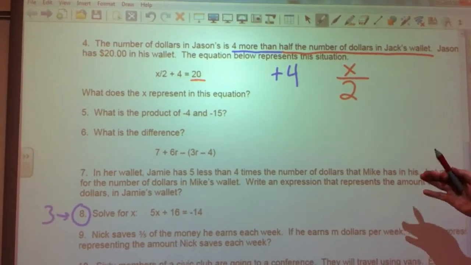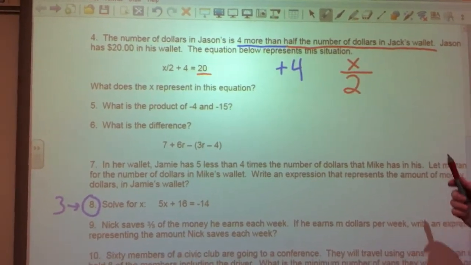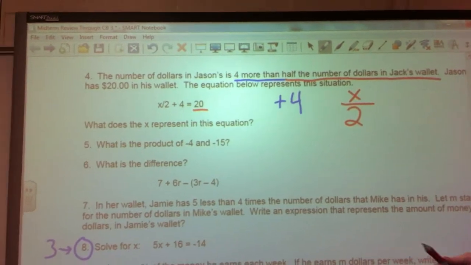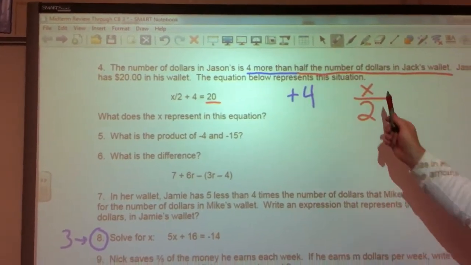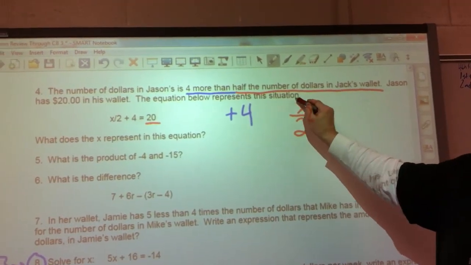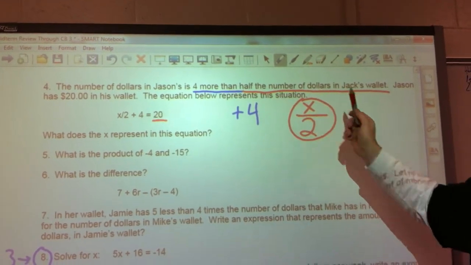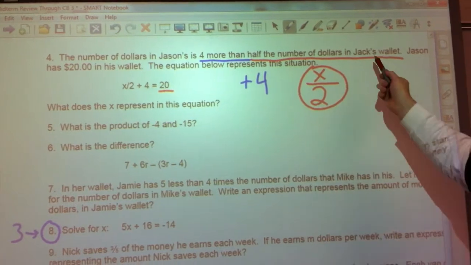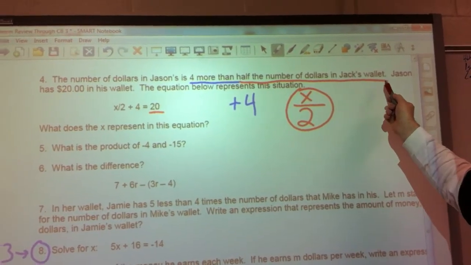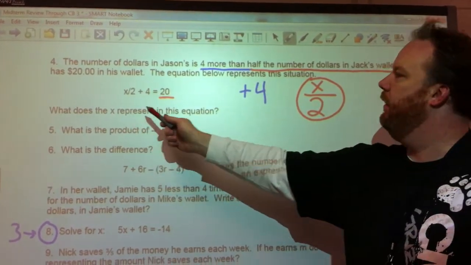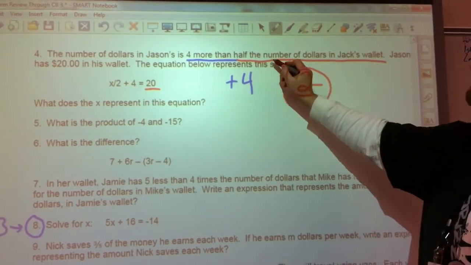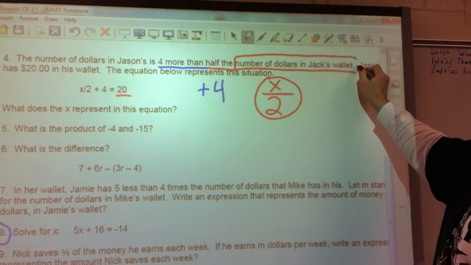Now the equation below represents this, and the question is asking you, what does the x or the variable represent? Well, we already know that half of anything can be expressed with x over 2. Half the number of. Well, half of what? Half the number of dollars in Jack's wallet. Therefore, the x represents the number of dollars in Jack's wallet.